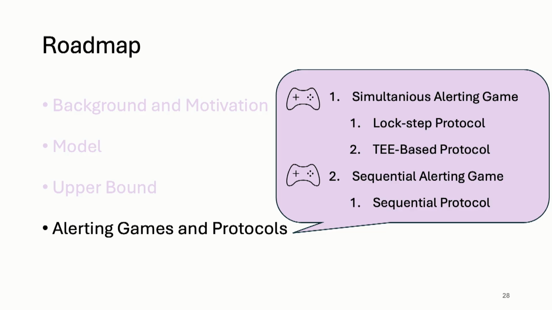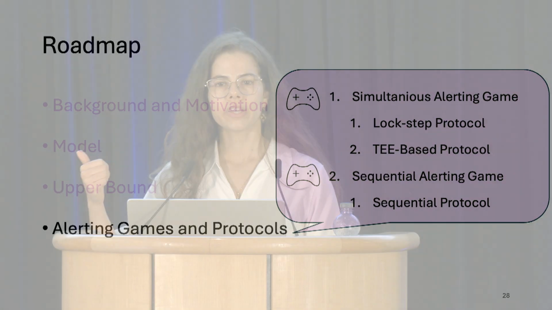So what's going to happen now is we're going to define two game theoretical constructions, the simultaneous game and the sequential game. We're going to show that for each of the games, we get the quadratic bribery resistance that we want. And then for each of the games, we will see how to actually implement it. So a protocol or protocols that implement those games. All right. Let's start with the simultaneous alerting game.